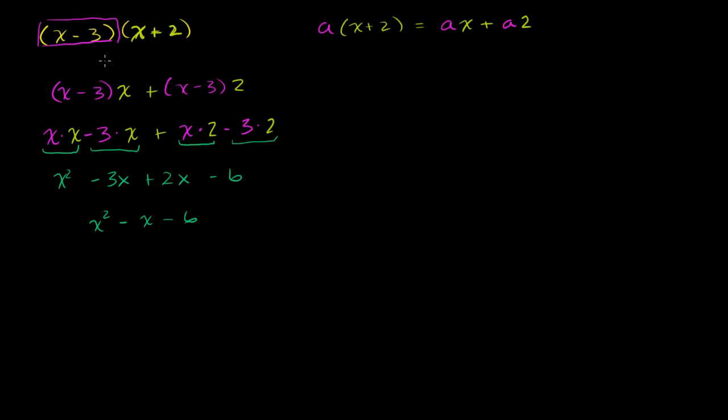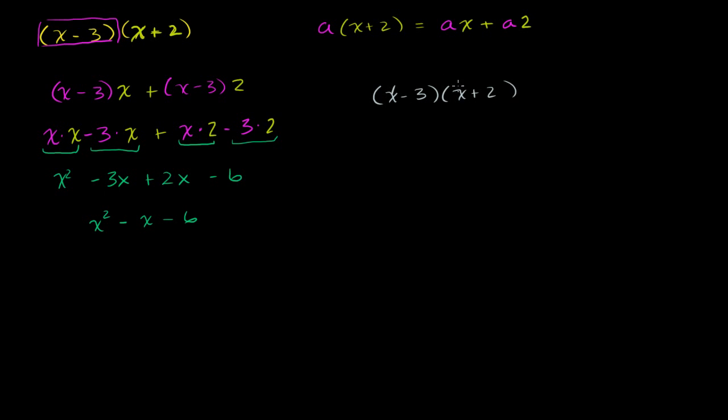Now, before we move on and do another problem, I want to show you that you can kind of do this in your head as well. You don't have to go through all of these steps. I just wanted to show you really that this is just the distributive property. The fast way of doing it, if you had x minus 3 times x plus 2, you literally just want to multiply every term here times each of these terms.